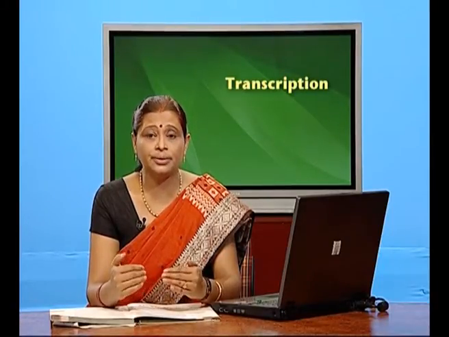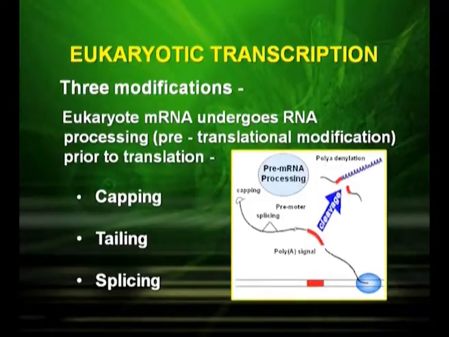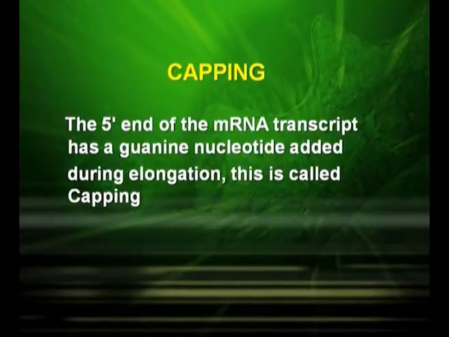Now, let us see what are the different modifications which take place in eukaryotic RNA. So, in eukaryotic transcription, there are 3 modifications. Eukaryotic mRNA undergoes RNA processing, which is pre-translational modification, prior to the translation process. And these modifications are capping, tailing and splicing. Now, let us see each type of modification. The first one is capping. The 5' end of the mRNA transcript has a guanine nucleotide added during the elongation, and this is called capping.